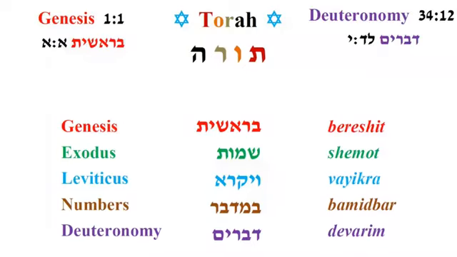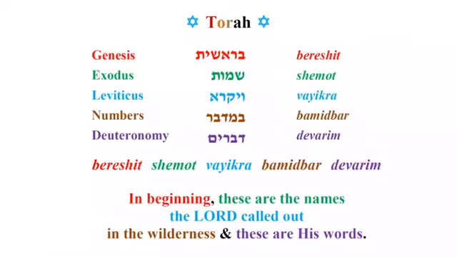Bereshit, Shemot, Vayikra, Bamidbar, Devarim, they hear that as 5 unique words, which, what am I saying? I'm saying, in the beginning, these are the names, the Lord called out, in the wilderness, and these are his words. That's kind of cool. God's hidden that in the first 5 books of the Bible.